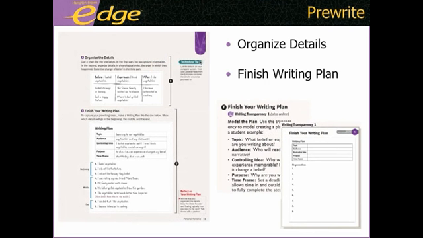Now it's time for students to finish their writing plan. Again, a student model is used to teach this process. A transparency is also provided for modeling this step. Once students have completed their writing plan, they are asked to reflect and share their thoughts with a partner.